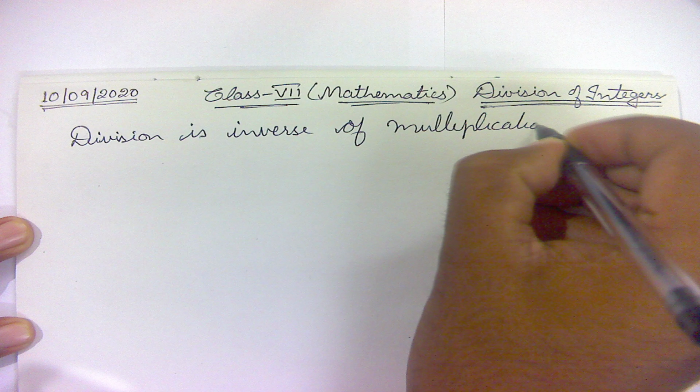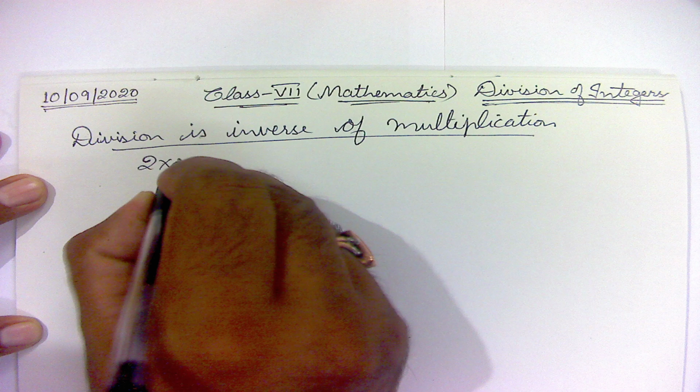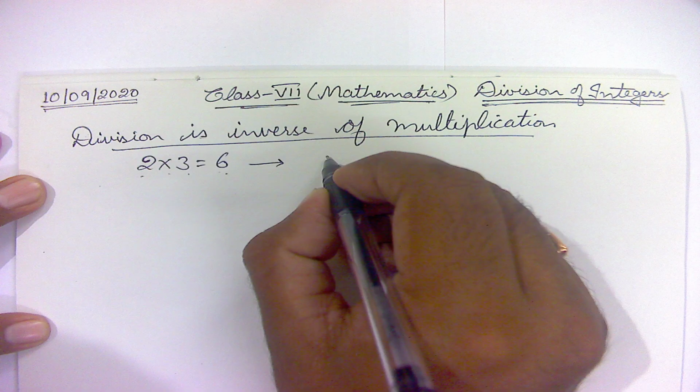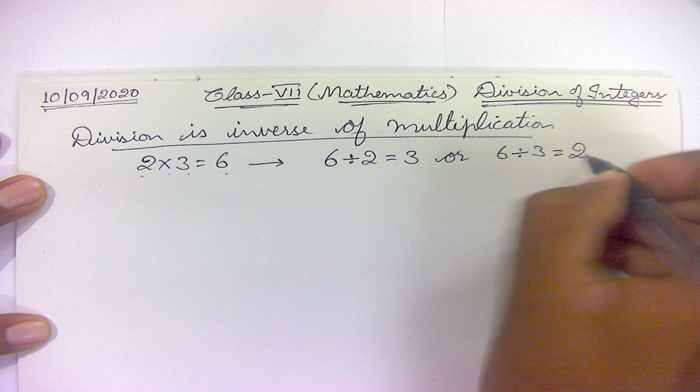Because we know that 2 multiplied by 3 equals 6. This is multiplication. Now this same thing can be written as 6 divided by 2 equals 3, or say 6 divided by 3 equals 2. So you can see that the same relation we have written in the form of division. We say that they are inverse of each other.